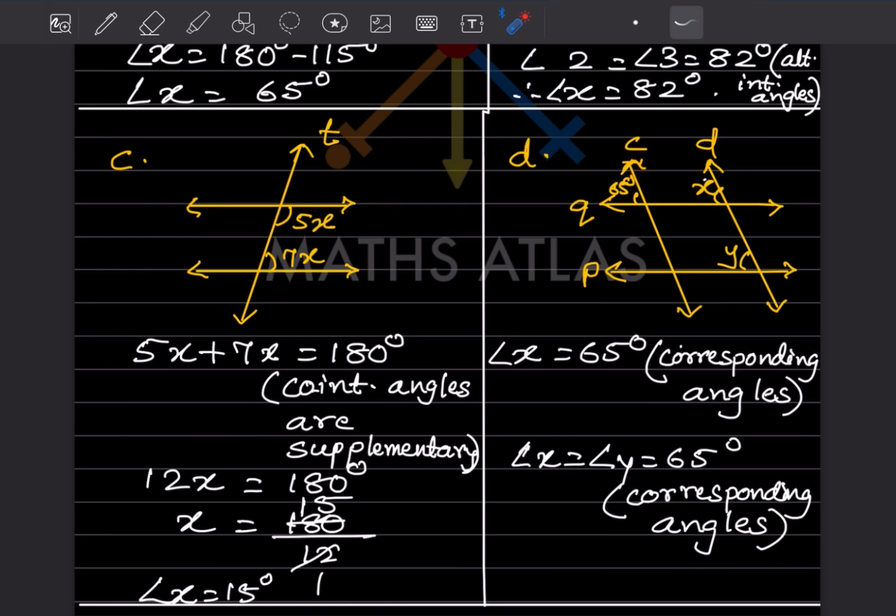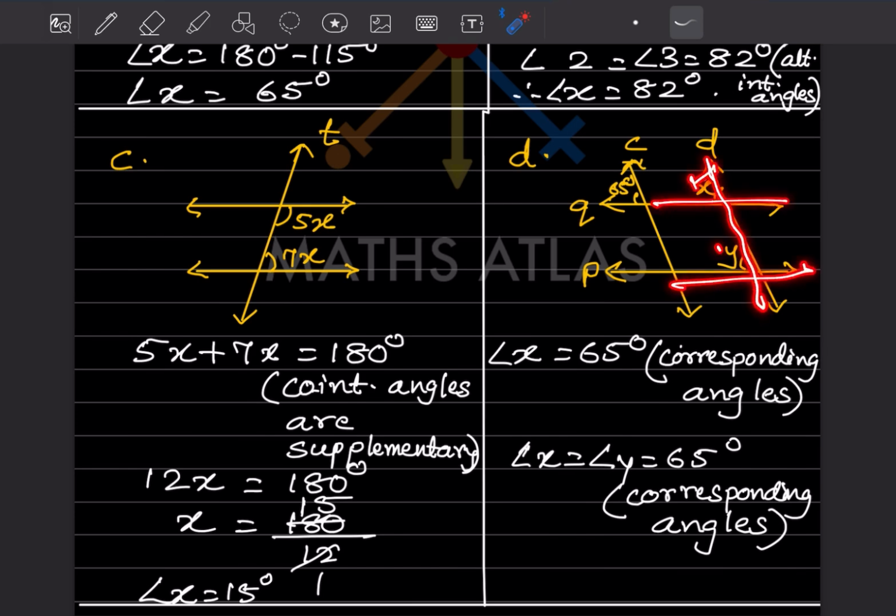So here you can see on this one, this is 65. So this x, considering it like this, this 65, so this also should be 65 because they are the corresponding angles. So angle x is going to be 65. Now we will go on to this one.